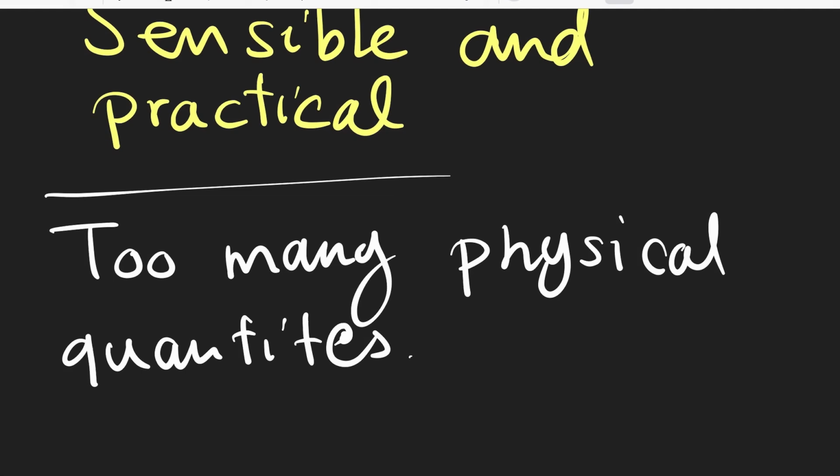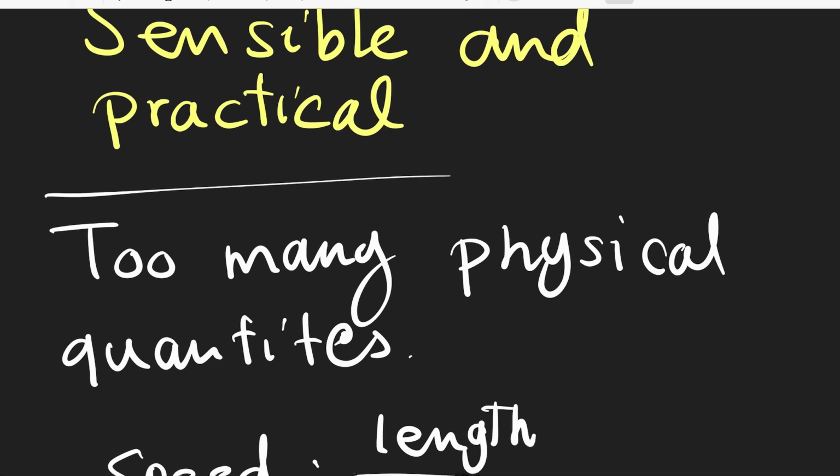For example, speed is the ratio of length over time. So it depends on length and time simultaneously. Therefore, we don't need to define a special unit for speed because we already have defined units for length and time. So what we do is to pick out by international agreement a small number of physical quantities such as length and time and assign standards to them alone. We call them base quantities.